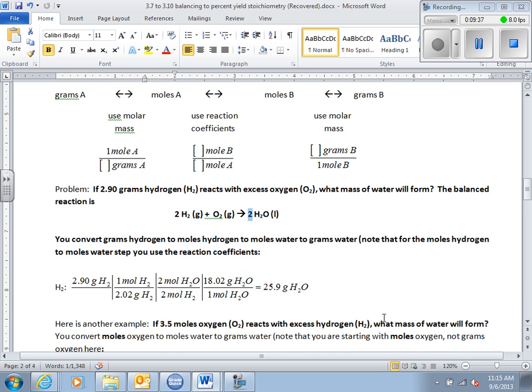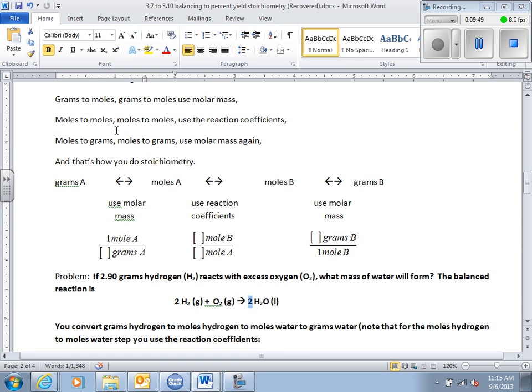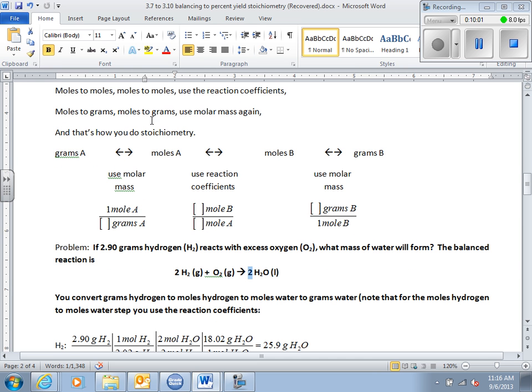Okay, another example. We have 3.5 moles of oxygen and it reacts with excess hydrogen. What mass of water will form? So this time, note, we're starting with moles. So in terms of the song, we start at moles to moles, use the reaction coefficients. You can enter this song anywhere. And then you can end it here or here. If you just ask for moles, you stop at this place.